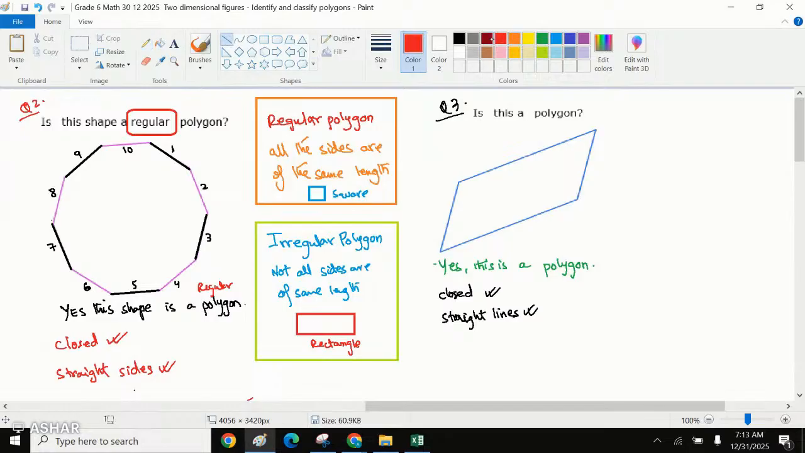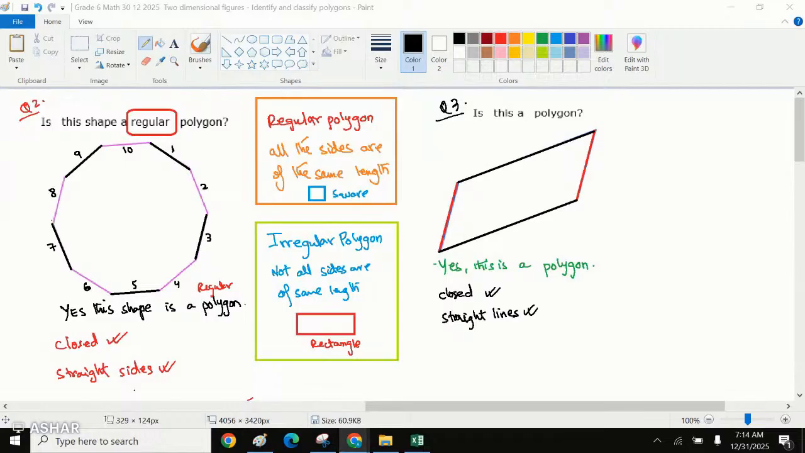What we can see in the question is that the length of this side and the length of this side is the same, right? These two sides have the same length, but not all four sides are of the same length, right? This is a polygon, but not a regular polygon, right? Yes, this is a polygon because it's a closed shape. Okay, any questions? Any closed shape having straight lines will be a polygon.